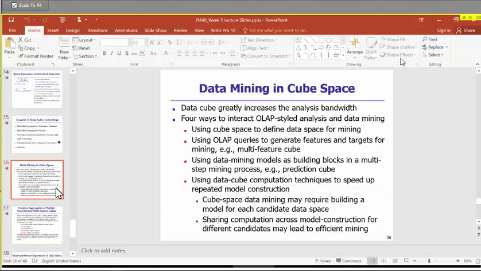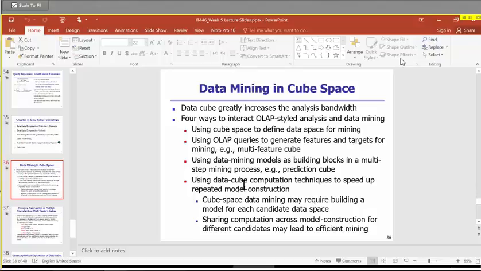So we know that data cube greatly increases the bandwidth of the analysis, and there are many ways in which we can interact OLAP-style analysis and data mining. The first is that we can use the cube space to define the data space for mining, or we can use OLAP queries to generate the features and targets for mining, like we do in multi-feature cube. And we can also use data mining models as building blocks in a multi-dimensional or multi-step mining process, for example, when we predict the values of the cube.